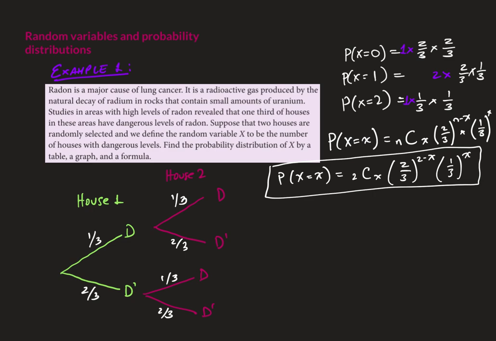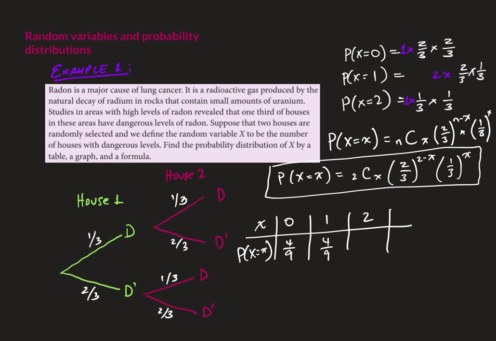Now we can use this information and put it as a table, similar to what we had before. We know that the possible outcomes for x are going to be 0, 1, and 2. We don't have any other possible outcomes. And the probability for X equals x, we already found it, it is given in the upper right. So this would be 4/9, this would be 4/9, and then this would be 1/9. That would be the table that represents my probability distribution.